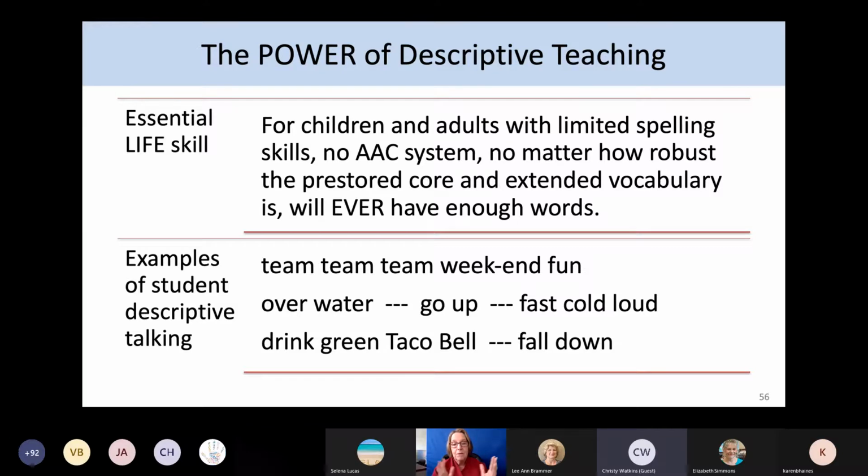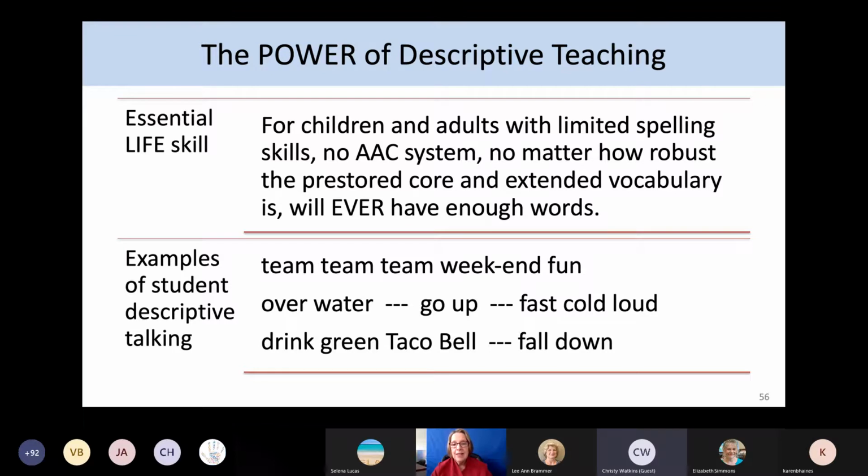I have no clue. And he said, oh, we went to St. Pete Beach over the weekend. We went parasailing over the water. He got that experience of being pulled, and then it all made sense. He had it in the perfect order. Over water, when they pull you off that platform and you go up, and it was fast up there, cold up there, loud up there. So yeah, I think it's pretty good descriptive talking for parasailing.